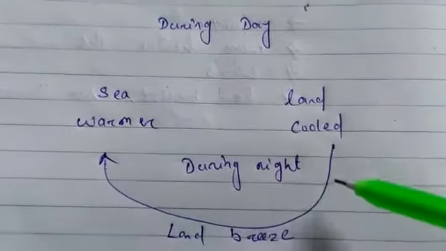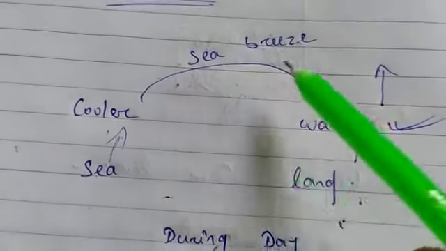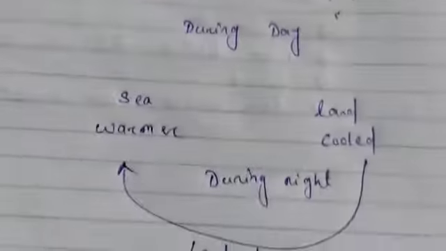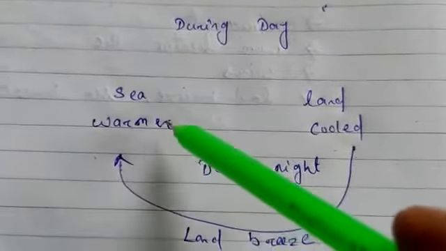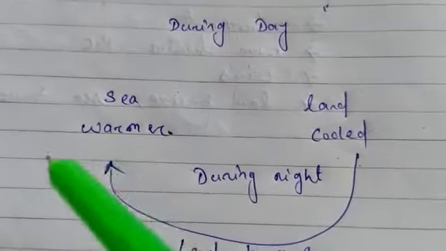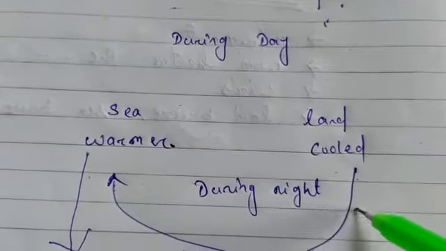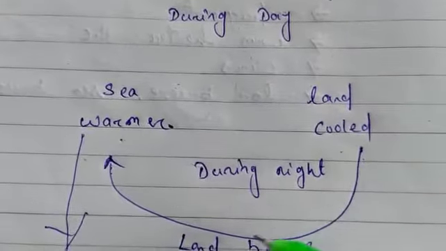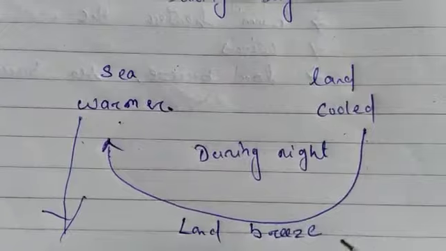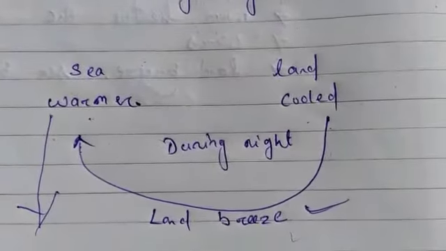So during night time, when the cooler air from the sea passes to the land, that is our sea breeze during the day. During night time the land is getting cooled faster and the air above the sea is warmer. Since it is warmer, it is rising up, and the cool air from the land is coming towards the sea. This is called land breeze. So sea breeze takes place during daytime and land breeze takes place during night time.